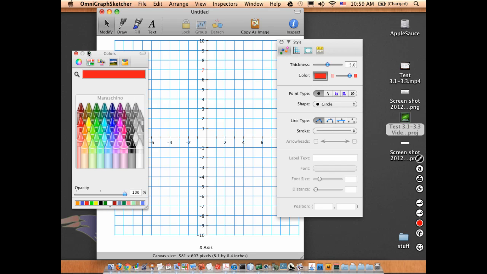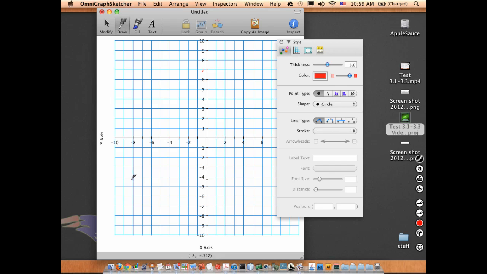Yeah. All right. Now, when are two lines perpendicular?